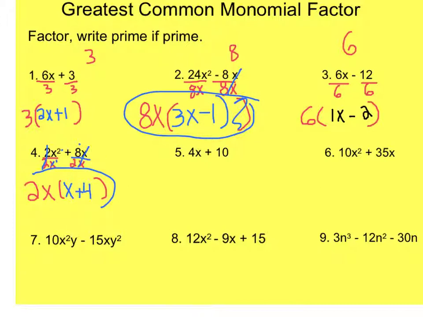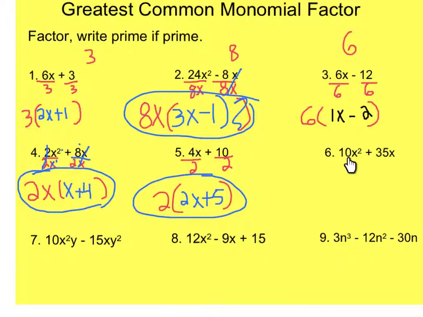You can always check your answers. What's the biggest number that divides 4 and 10? The biggest number that divides 4 and 10 is 2. And if I divide them both by 2, 4x divided by 2 is 2x, and 10 divided by 2 is 5. Again, if I multiply the 2 back in, it will turn into this. But don't do that. This is your answer.